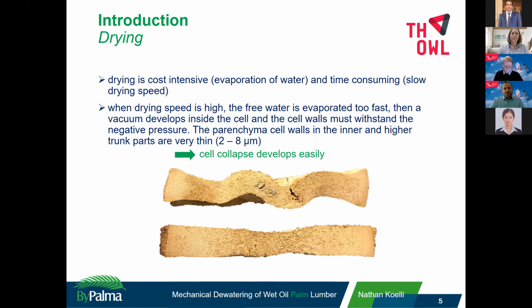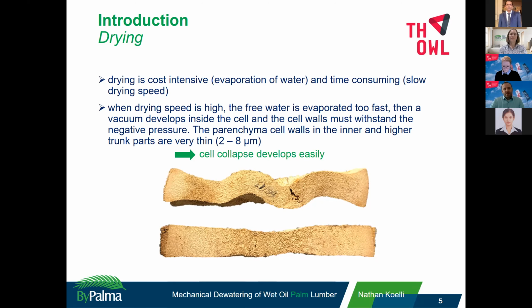When oil palm lumber is going to be used as a raw material, drying needs to be conducted. Drying is cost intensive, as we heard before. Because of the high moisture content, a lot of water needs to be evaporated, and it is time consuming because only a slow drying speed is possible. When the drying speed is too high, the free water is evaporated too fast, then a vacuum develops inside the cell, and the cell walls must withstand the negative pressure.